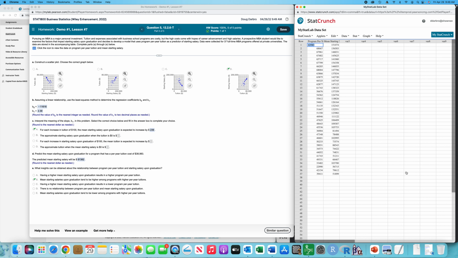So the reason I share that is we're smack dab in these numbers right here. So construct a scatter plot. So let's do that.